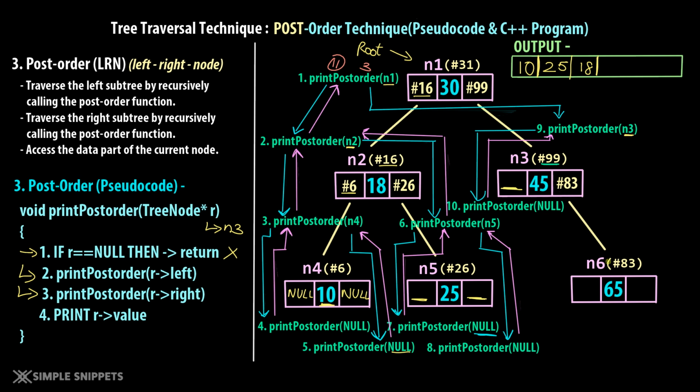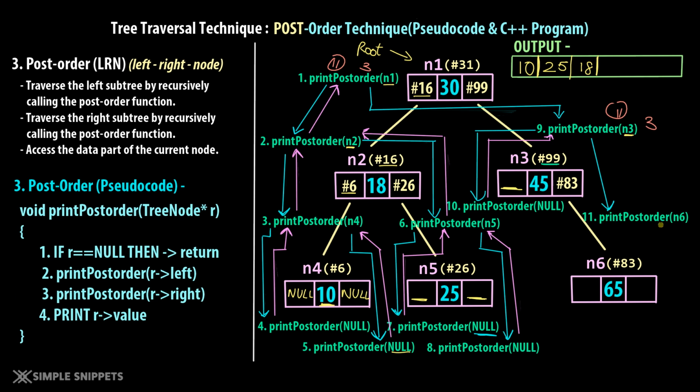We have hash 83, which is the address of n6. So now we are going to pass n6. So 11th print post order function is called from 9th print post order, and we are passing the right child, which is n6. So the 9th print post order will again get paused at step 3. So let's do the pause symbol at step 3. And now we can begin with the execution of 11th print post order where we've passed n6.